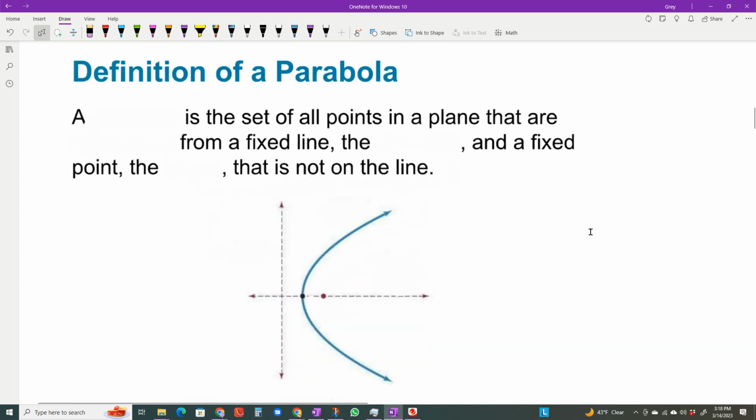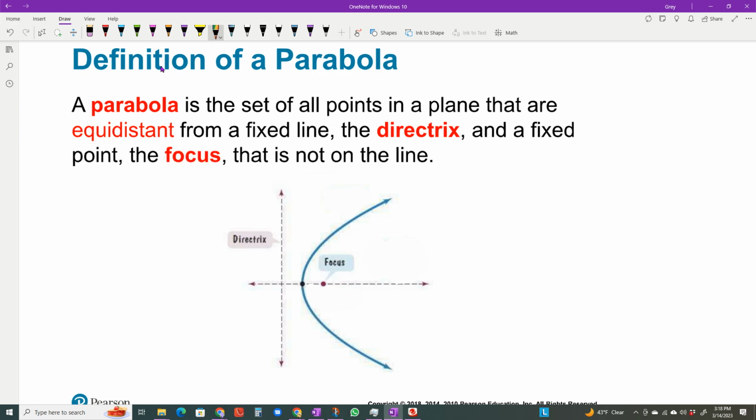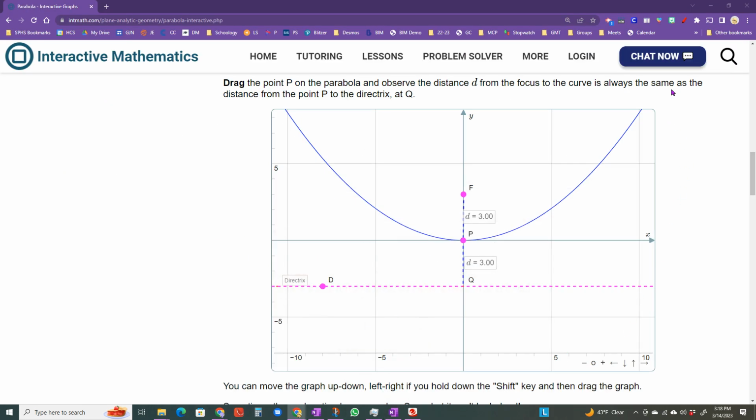So first and foremost, the definition of a parabola. A parabola is the set of all points in a plane that are equidistant from a fixed line called the directrix and a fixed point called the focus. So here is our picture. I'm going to go back to that interactive definition that I like to show you. Here it is in a different orientation. So yes, we're going to have parabolas that go up and down, or they can go left and right.